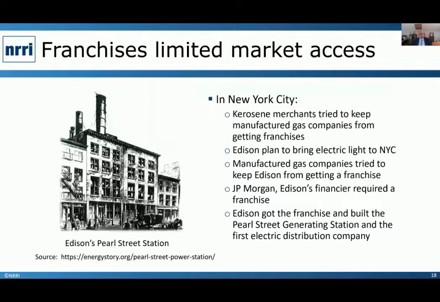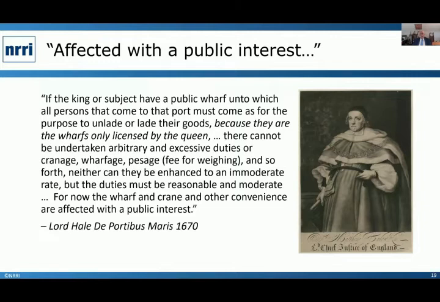And the regulation of prices has often been referred to or based upon the concept that something is affected with a public interest. Lord Hale, the Chief Justice of England, in 1670 wrote, "If the king or subject have a public wharf unto which all persons that come to that port must come as for the purpose of unlaid or laid their goods, because they are not, they are the wharfs only licensed by the queen," in other words, is a wharf, a monopoly, "there cannot be undertaken arbitrary and excessive duties or cranage, wharfage, passage, which is a fee for weighing, and so forth, neither can they be enhanced to an immoderate rate, but the duties must be reasonable and moderate."